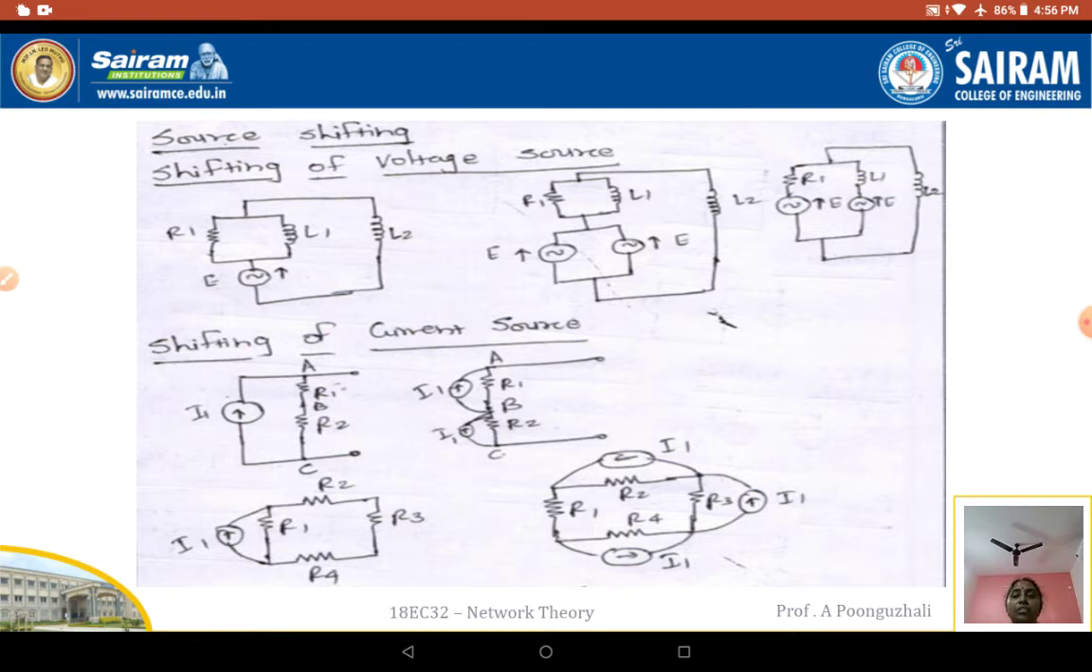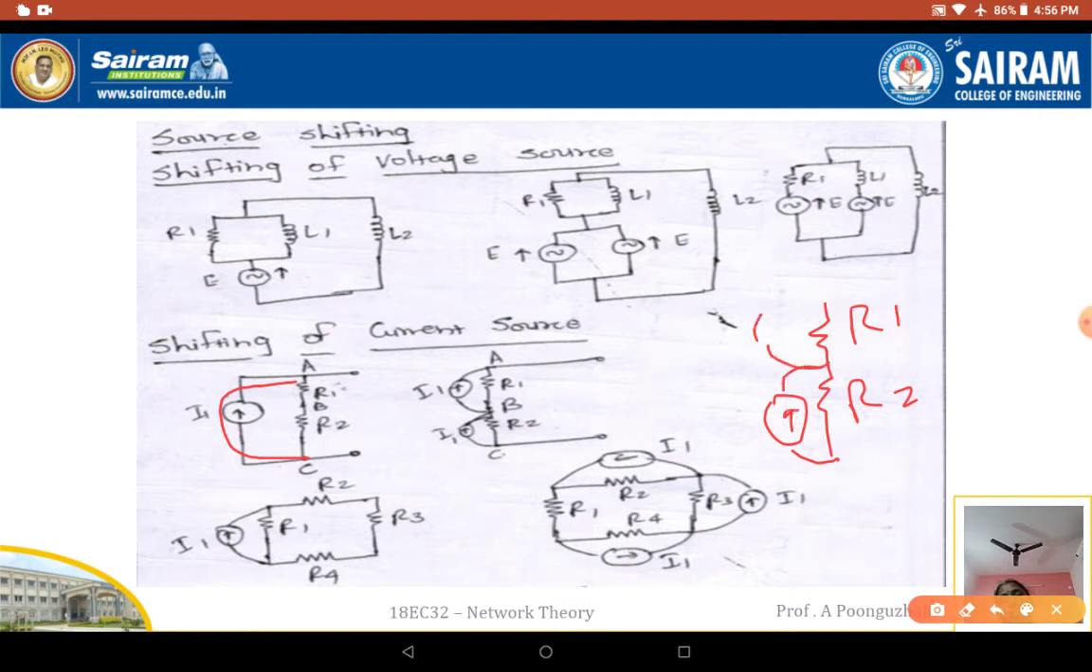So for shifting of current sources, I have two resistances, and these two resistances are connected to a single current source I1. That means my current starts from this point, flows through like this, and ends at this point there. So I can connect it from C to B. I can have this resistance R1 and this resistance R2. The current flows from here to here and ends here. Again from here to here, the same current flows and ends here.